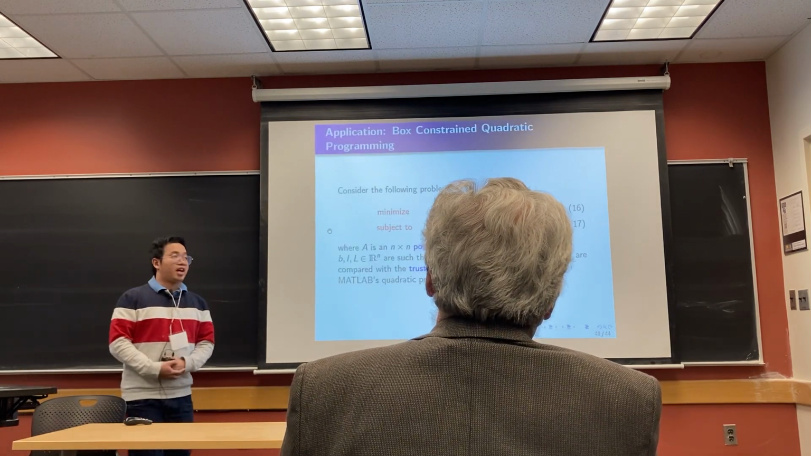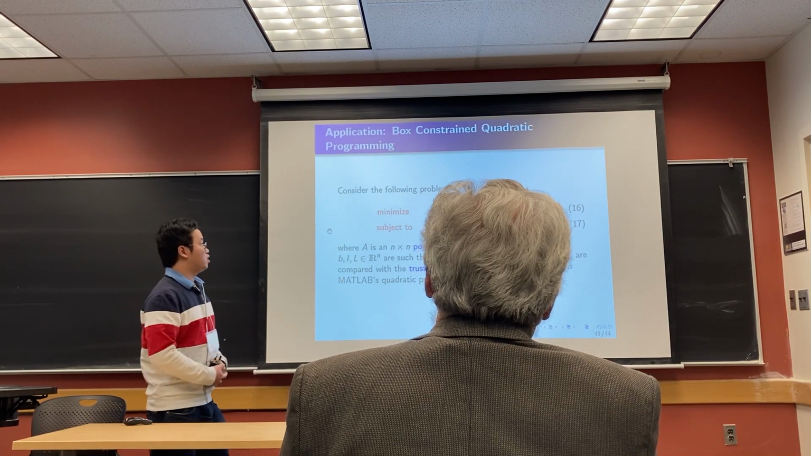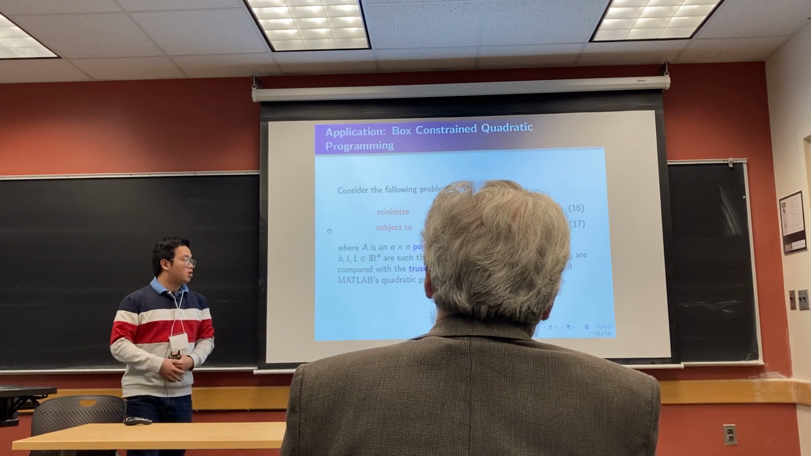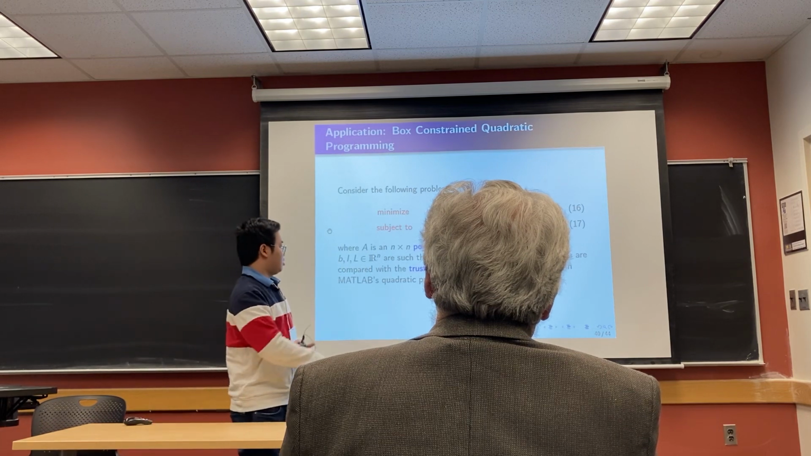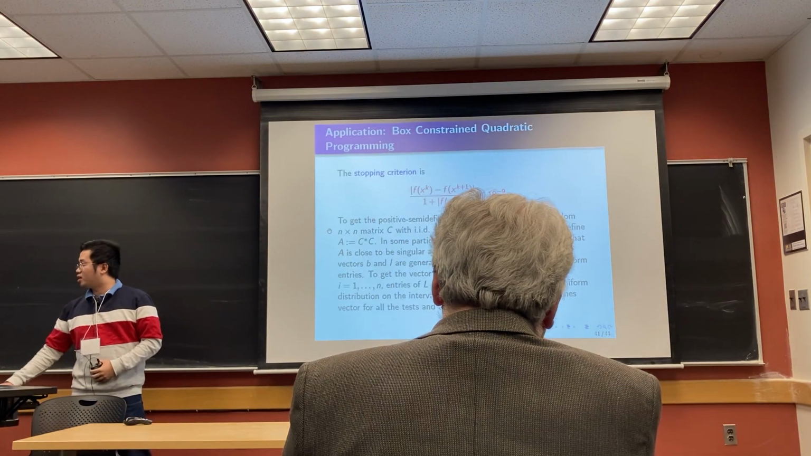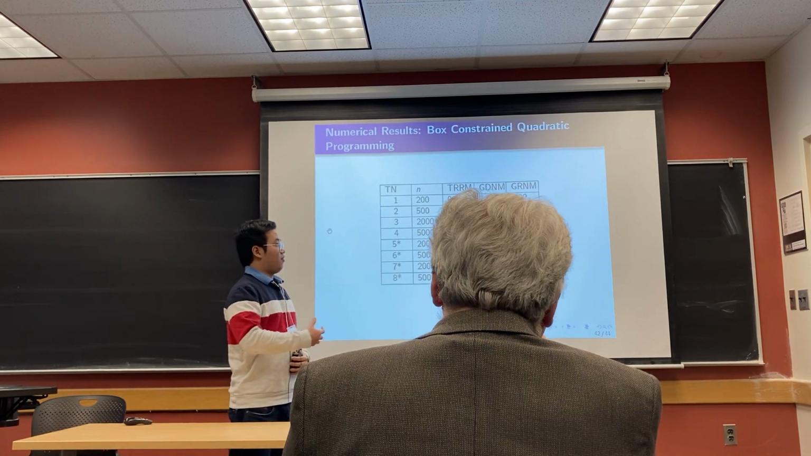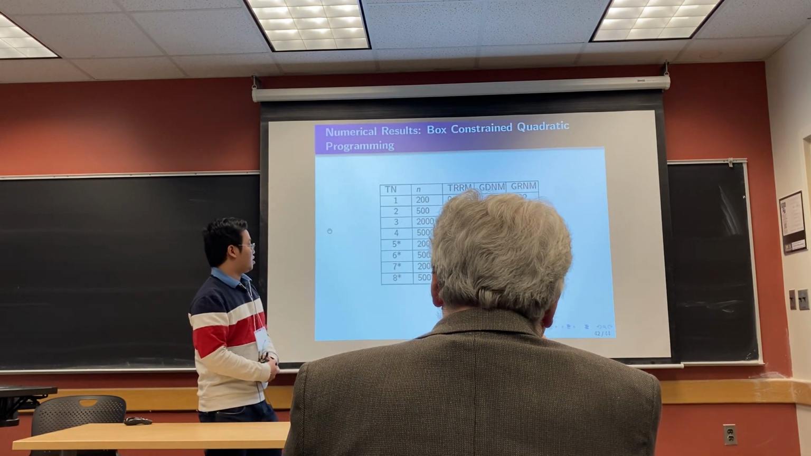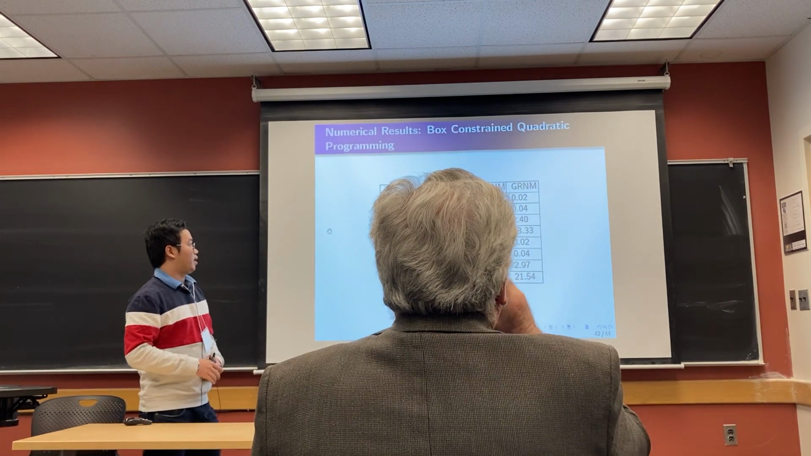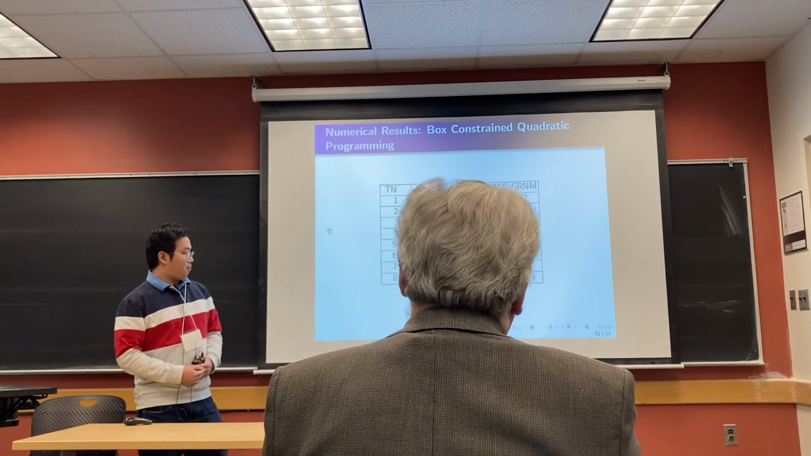And the second application: we apply our method to solve constrained optimization problems. Here we choose quadratic programming, and in this case we compare our method with a related algorithm, and here is the result. In our algorithm, we get faster convergence when the dimension is small, and it is more efficient than the related method.